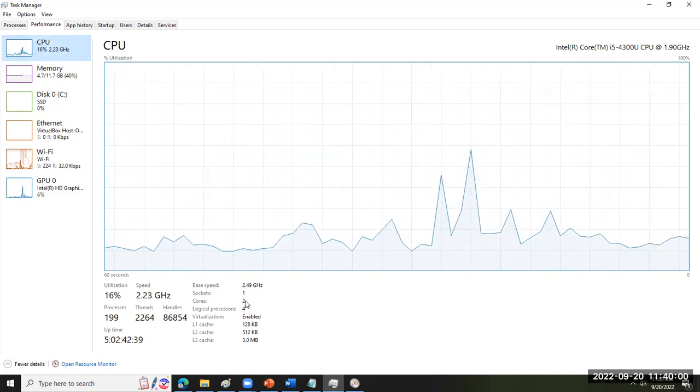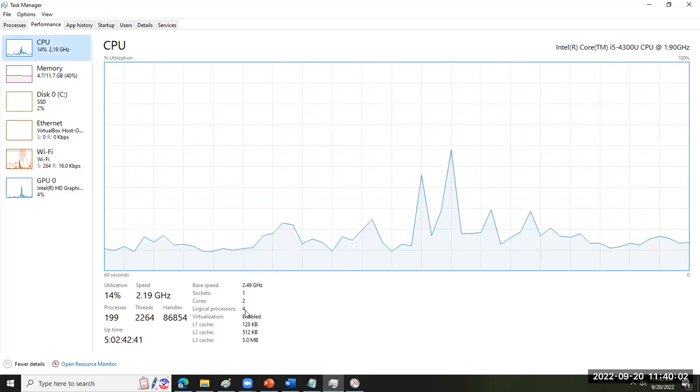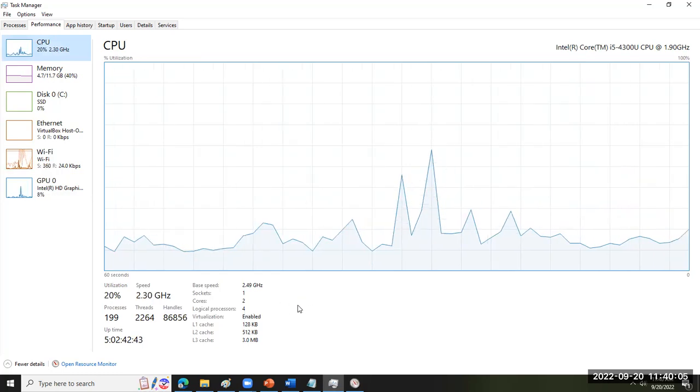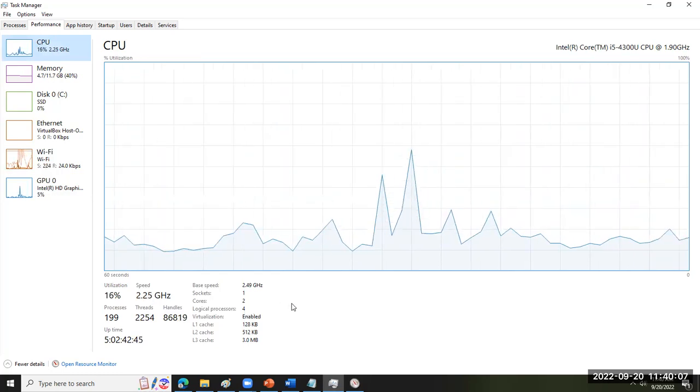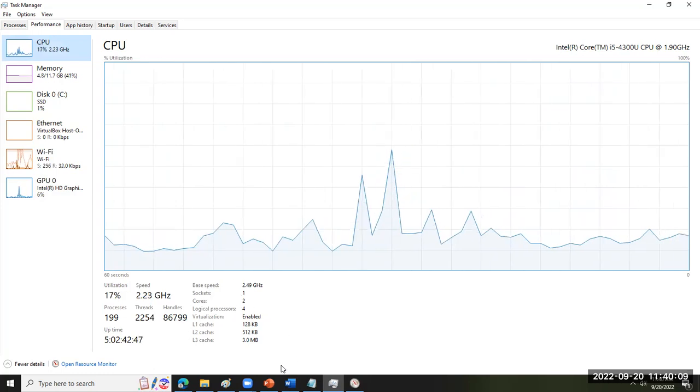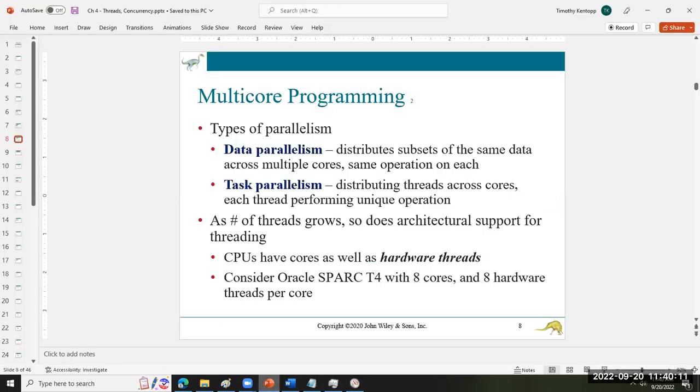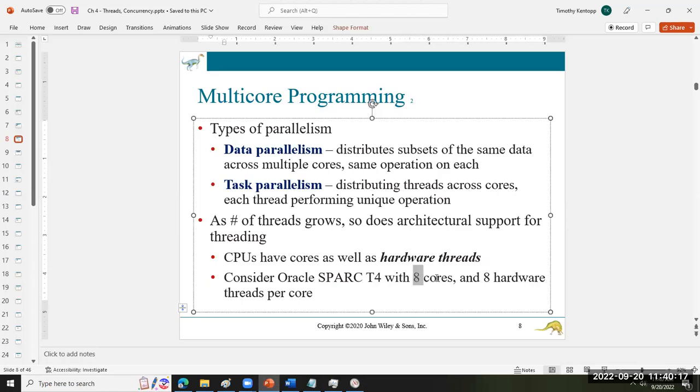Two. Now I have 2 physical cores and 4 logical processors, which means the ratio is double, right? And that's how the chip is designed by Intel. Well, what am I saying? In high performance workstations, you can have cases where you have 8 cores and 8 hardware threads per core. So what's the multiple there? How many hyper-threaded cores do I have then for this scenario?